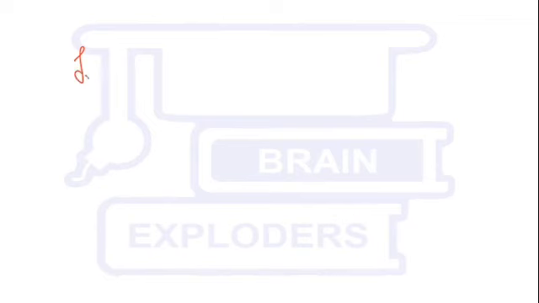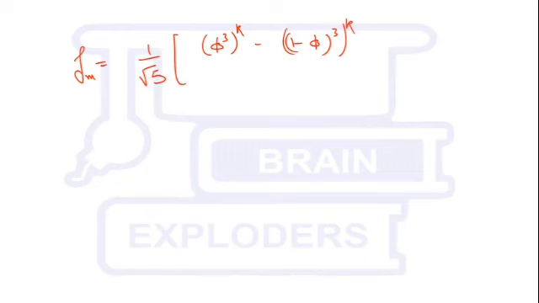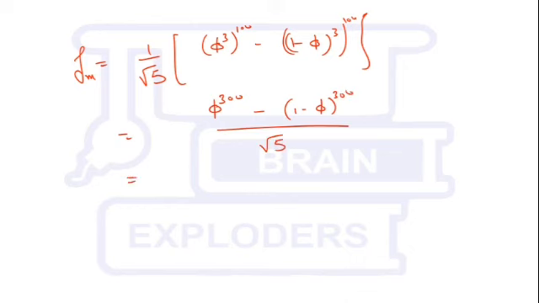So finally we obtained Fm is equal to 1 over root 5 times (phi cubed to the power 100 minus (1 minus phi) cubed to the power 100), and it can be written as 1 over root 5 times (phi to the power 300 minus (1 minus phi) to the power 300), which is the formula for the 300th Fibonacci number. So we have m is equal to 300.